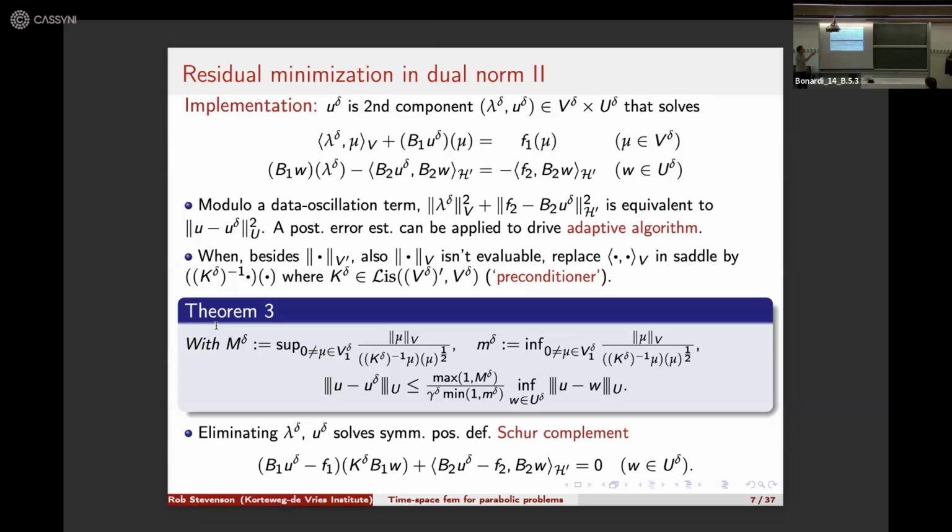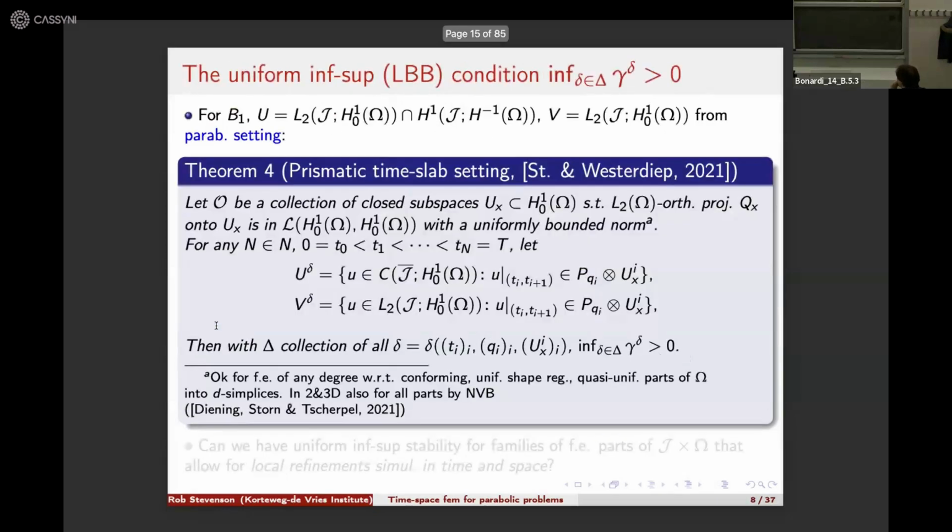The point is, even if you cannot evaluate the inner product, you replace it by something which is uniformly equivalent, and then you can compute it. And of course, you lose a little bit, but if you have an optimal preconditioner, these constants are bounded from above and below uniformly in delta, and you're still satisfied. Okay, so even with fractional norms, you can do this. What's next? Now I have to discuss situations in which we can realize the inf-sup condition.